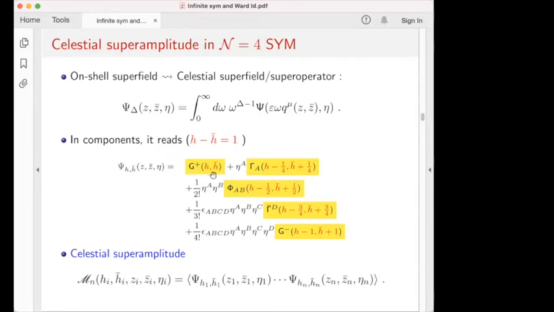So in components, it can be written in this way. We have the same kind of field content, but it's transformed to the celestial basis. Furthermore, you see that here, the holomorphic weights and anti-holomorphic weights are different for different components. If we consider their sums, then you will find all of them have the same conformal dimension. So all components share the same conformal dimension. This is what we want.